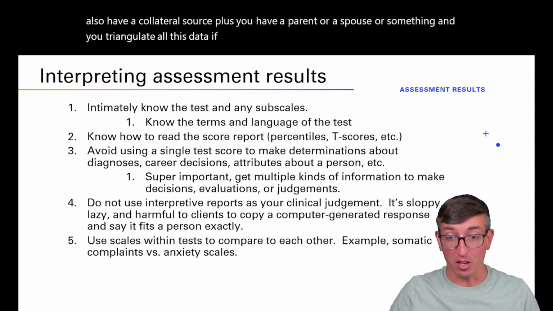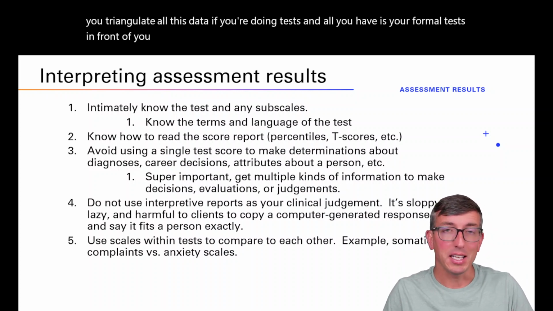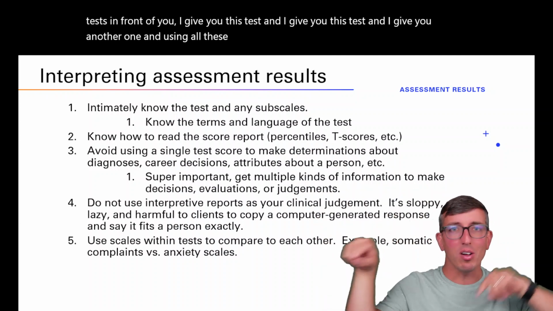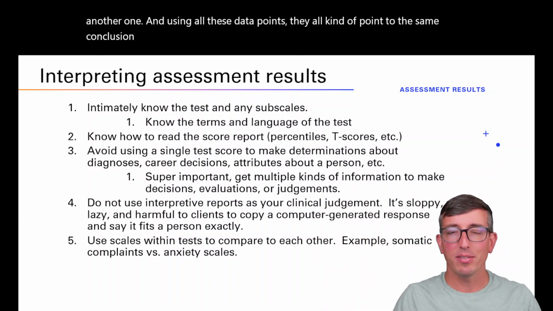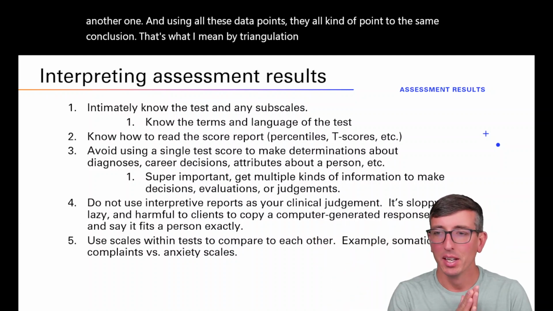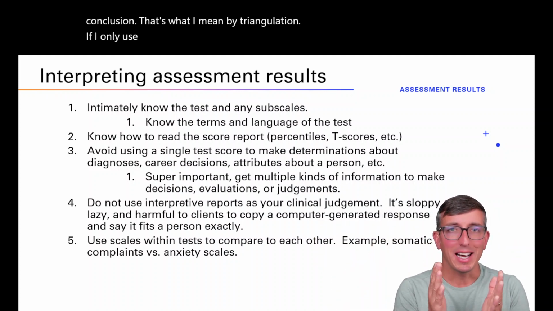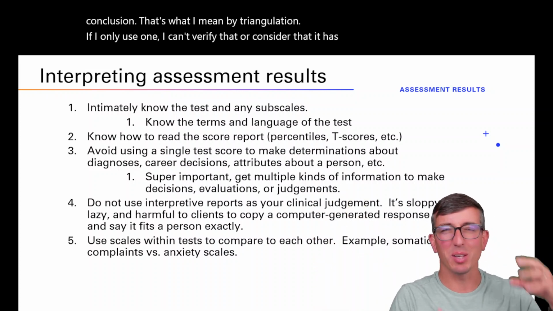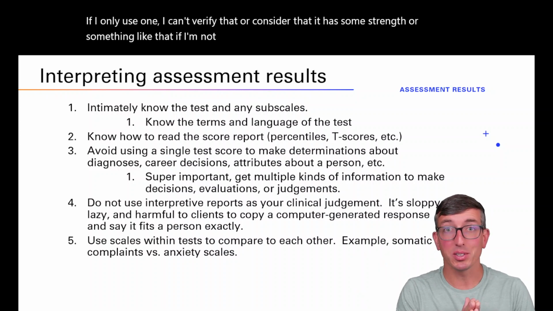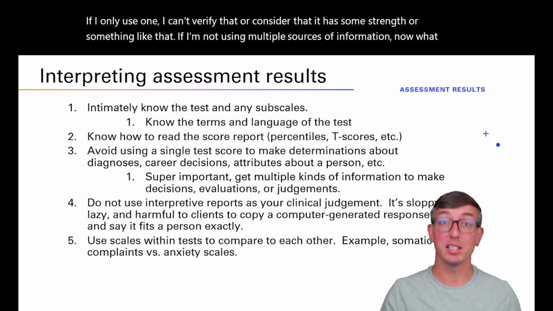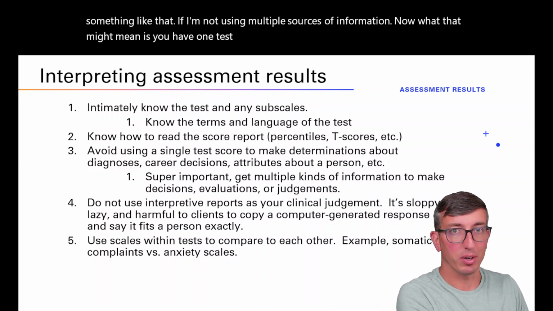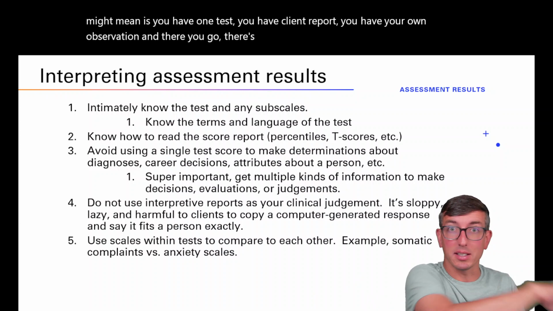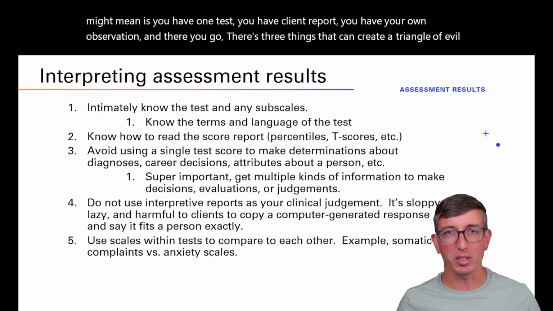If you're doing tests and all you have is your formal test in front of you, I give you this test, and I give you this test, and I give you another one, and using all these data points, they all kind of point to the same conclusion. That's what I mean by triangulation. If I only use one, I can't verify that or consider that it has some strength if I'm not using multiple sources of information. Now, what that might mean is you have one test, you have client report, you have your own observation, and there you go. There are three things that can create a triangle of evidence to help support your conclusion.